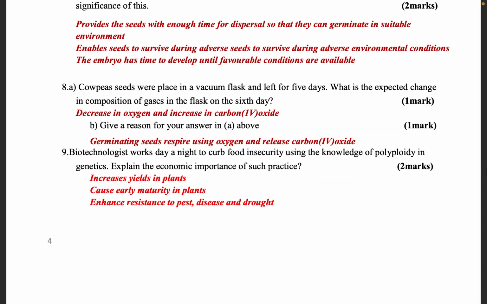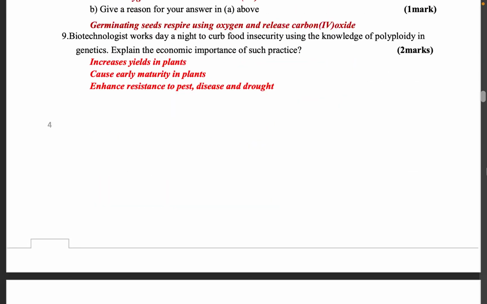Question 9. A biotechnologist works day and night to curb food insecurity. Using the knowledge of polyploidy in genetics, explain the economic importance of such practice. Increases yields in plants, causes early maturity in plants, enhances resistance to pests, disease, and drought.